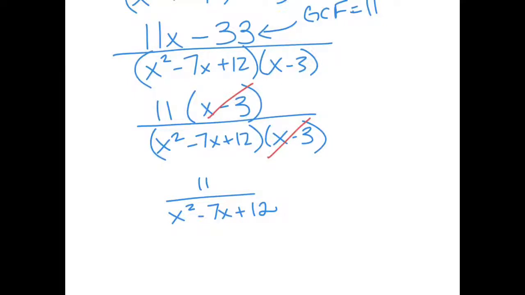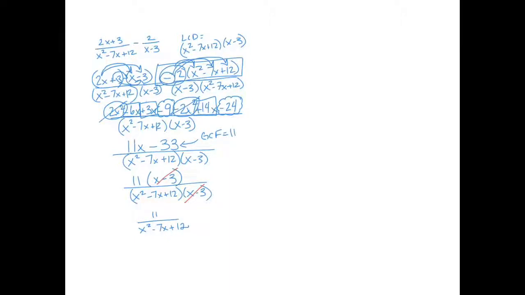If I needed to go further, I might have also factored this polynomial here, but I didn't need to go that far because I was already able to cancel the x minus 3's in this case. So the solution for this subtracting rational expressions problem is this final answer of 11 over x squared minus 7x plus 12.